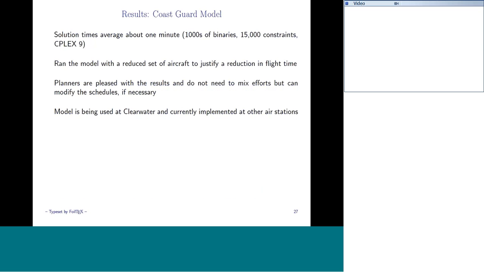The Coast Guard model, we were using C+9 for this, and we were able to get the solution times down to about a minute with thousands of binary variables and about 15,000 constraints. We ran the model with a reduced set of aircraft to justify a reduction in the flight time. At the time we were doing this, Clearwater seemed to be getting a lot of its helicopters taken away, and the Admiral would say, well, you just don't need this helicopter because you have 10. And they said, well, we do need it.